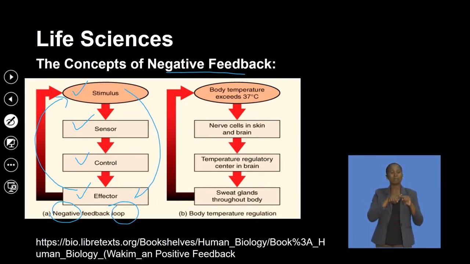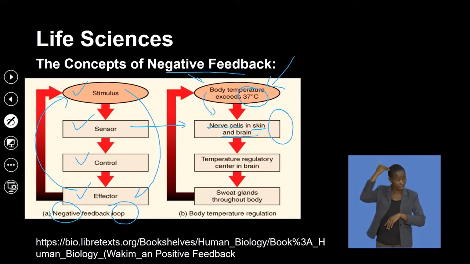Let's look at negative feedback using the example of body temperature. When the body temperature exceeds 37 degrees Celsius, which could be because of physical exertion or because of an infection, the sensor would be the nerve cells in the skin and the brain. These will then receive that stimulus. So the stimulus is there. It will then be processed by the brain, which is the control center.